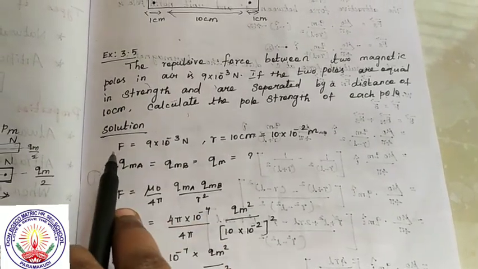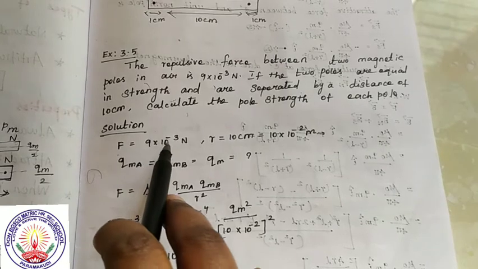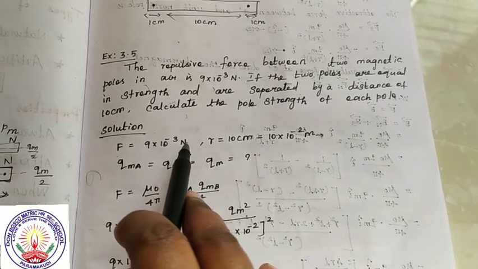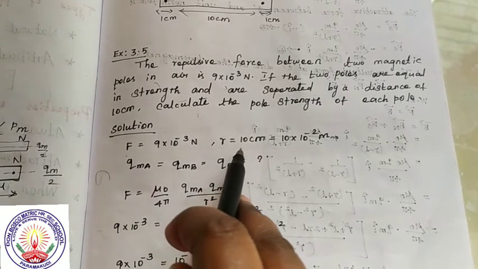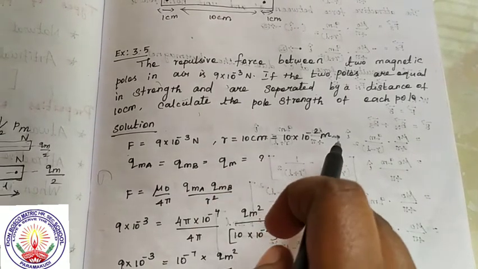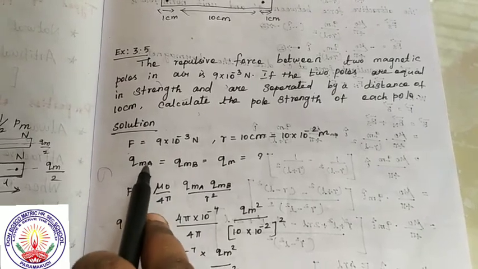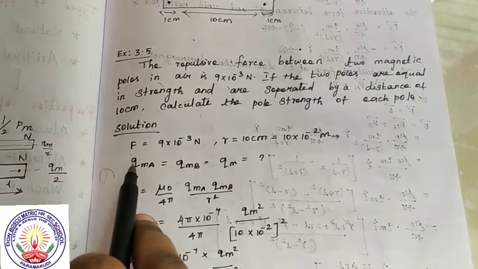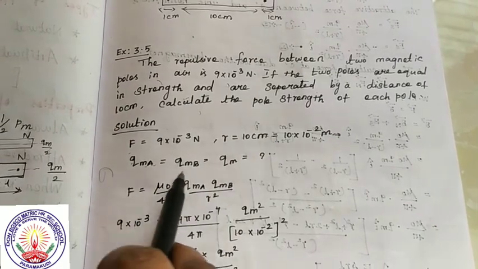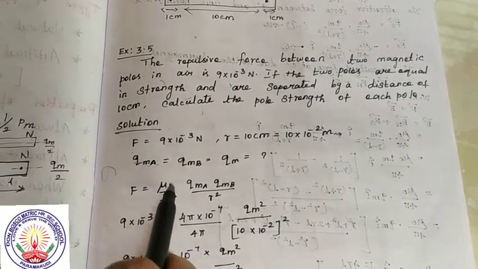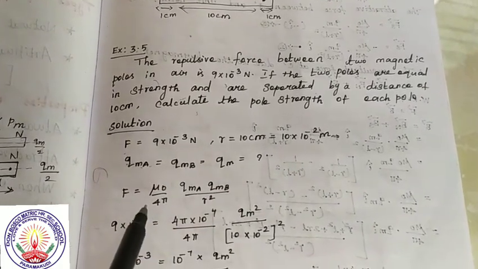So, what are the given data? What is the value of F? F is equal to 9 into 10 to the power minus 3 Newton is given. Then what is the value of R? 10 centimeters, converted into meters. And we have to calculate the pole strength. Pole strength is denoted Q, QMA and QMP. Already you know the formula, the Coulomb inverse square law formula. The same formula we have to substitute.